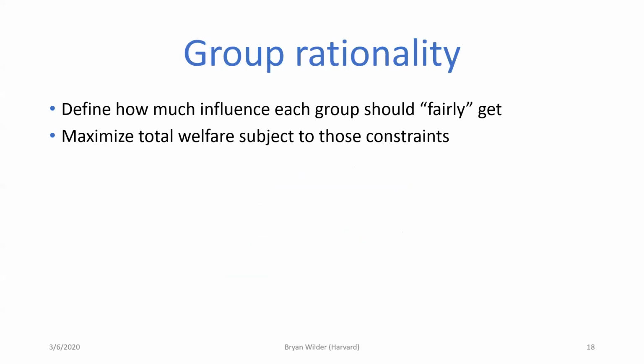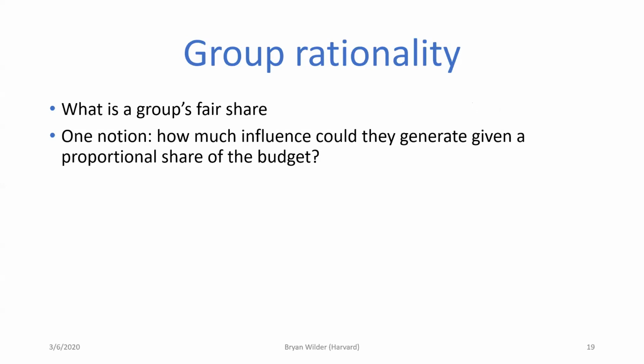And so the idea here is that we're going to define how much influence each group should fairly get, and then we'll maximize total welfare subject to each group getting at least that much influence. So of course, making this work depends crucially on what we define a group's fair share to be.